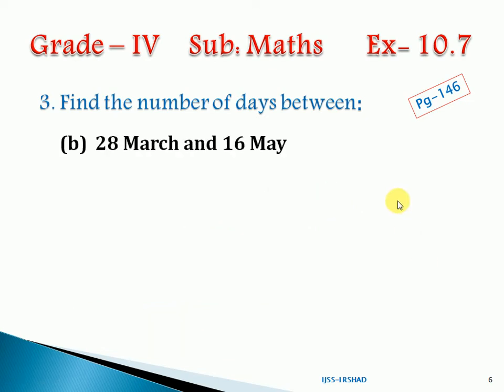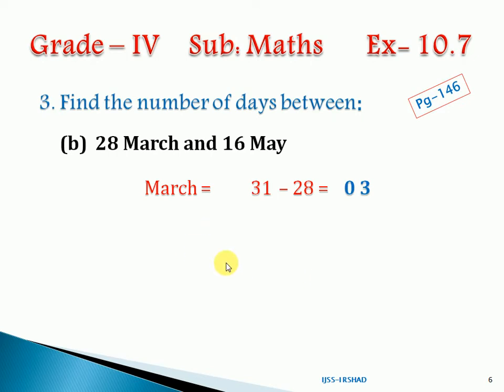You have to find the days between 28th of March and 16th May. Again I am telling you, these two dates will not be included. First we will take the month of March. Write March. In March how many days are there? You all know, 31. You can use your knuckles. And you have to take the days after 28, which means up to 28 is not included. So subtract 28 from 31 days, which gives you 3 days. That means you have taken 3 days from the month of March.